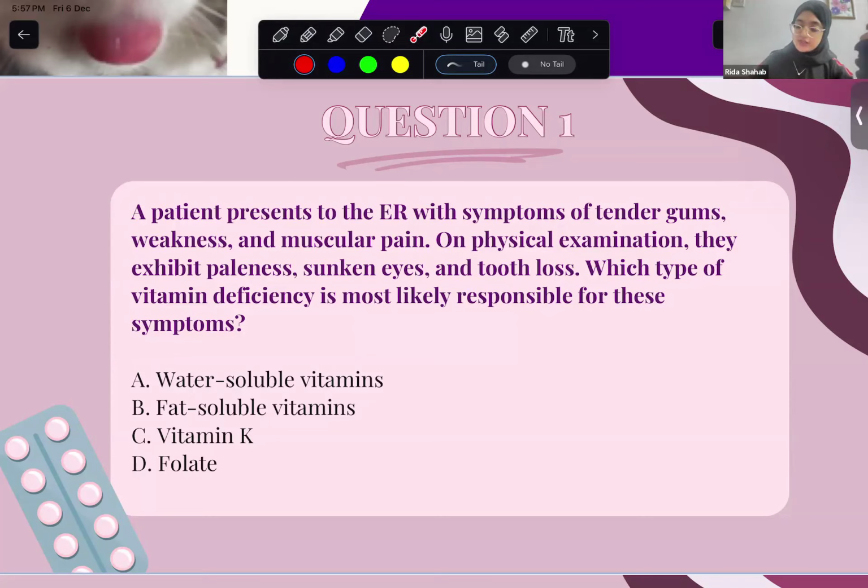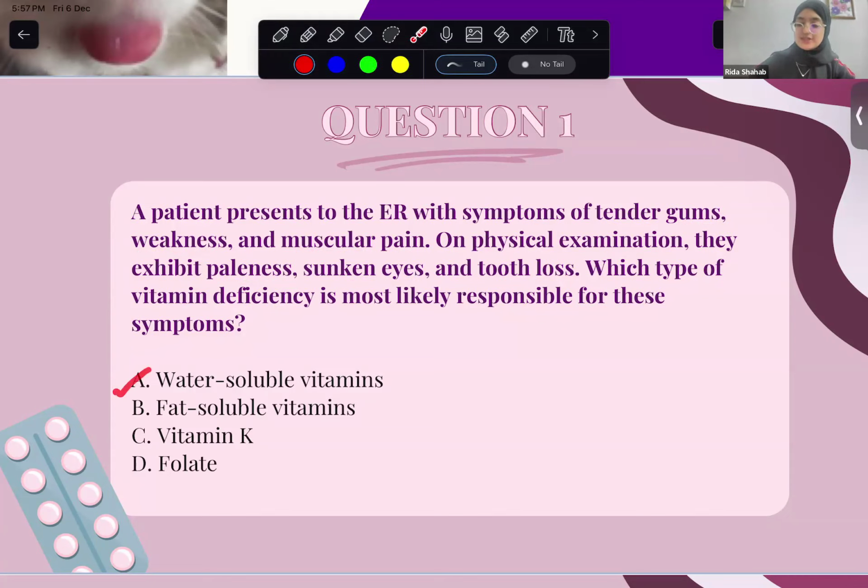A patient presents to the ER with symptoms of tender gums, weakness, and muscular pain. On physical examination, they exhibit paleness, sunken eyes, and tooth loss. Which type of vitamin deficiency is most likely responsible for these symptoms?